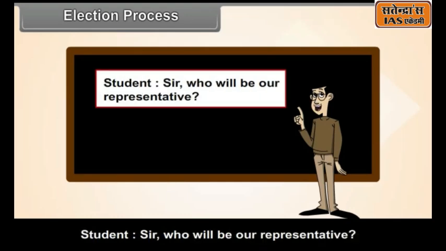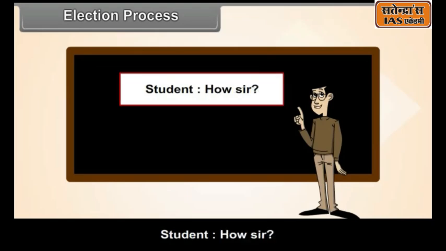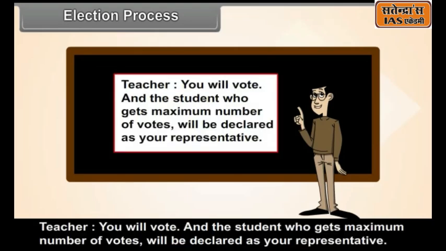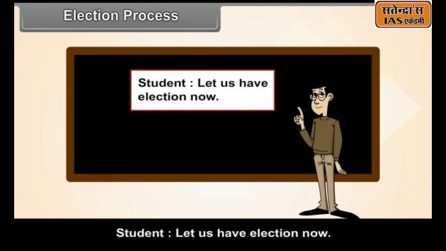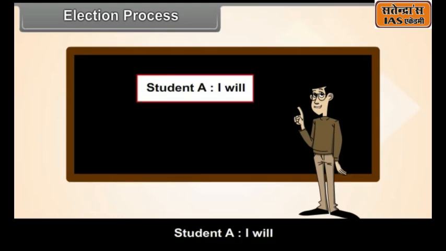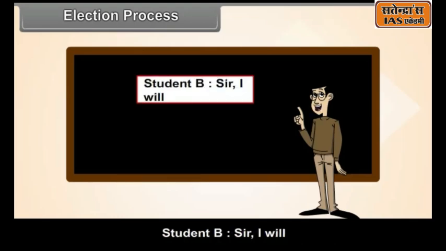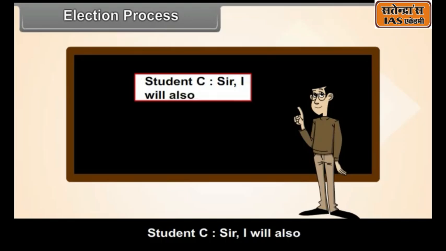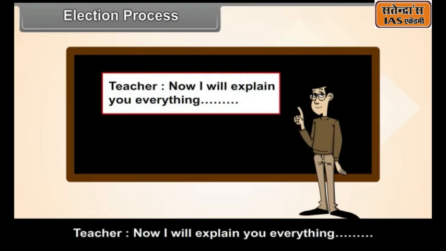Student: Sir, who will be our representative? Student: How, sir? Teacher: You all will vote, and the student who gets the maximum number of votes will be declared as your representative. Student: Let us have the election now. Teacher: Who will contest the election? Student A: I will. Student B: Sir, I will. Student C: Sir, I will also. Teacher: Now I will explain everything to you.